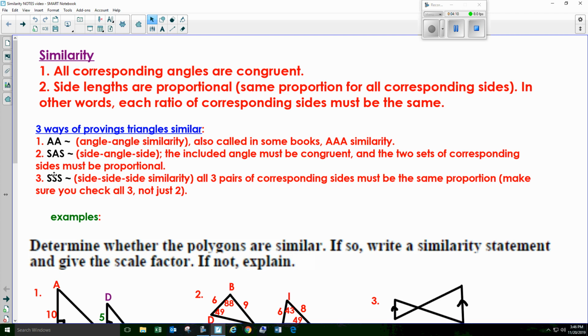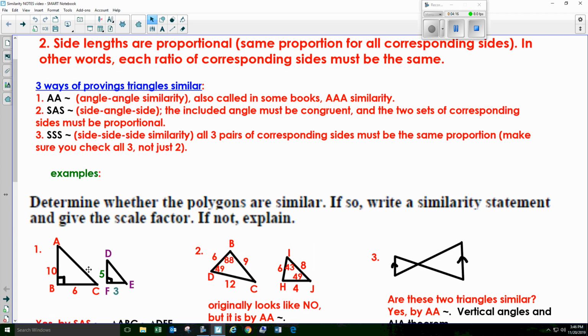And lastly, you could prove it by having 3 sides given to you in both the small and the big triangle. Again, all 3 corresponding sides must have the same ratio. You need to make sure you check all 3, not just 2 of them, because there are going to be cases where 2 of the 3 that you check have the same ratio, and you think, oh, that's good enough, I'm going to stop there. No, you need to check all 3, because the third one could be different and not work.